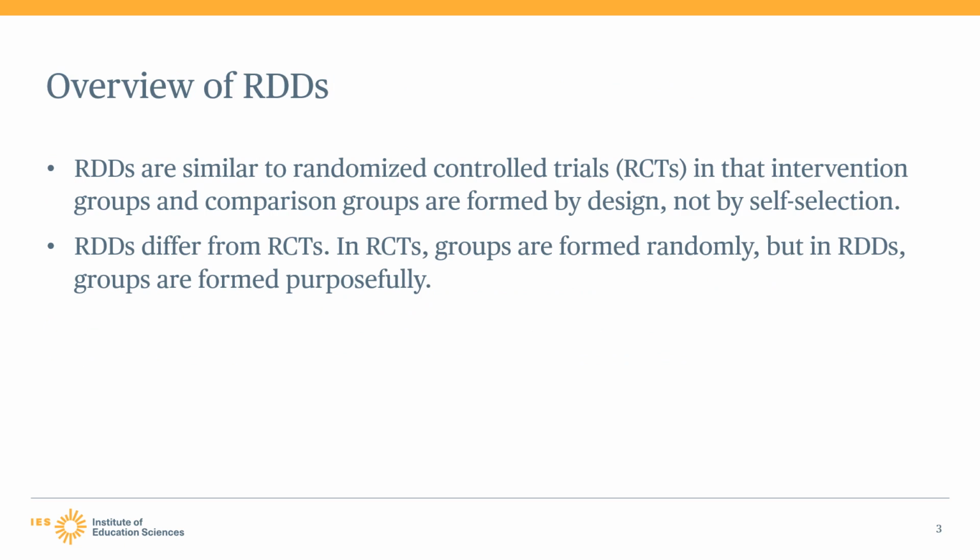Regression discontinuity designs are similar to randomized controlled trials in that the intervention and comparison groups being compared are formed by design rather than through self-selection, which is more typical in quasi-experimental designs. However, regression discontinuity designs are different from randomized controlled trials in that the intervention and comparison groups are not formed randomly. Instead, the intervention and comparison groups are formed purposefully.